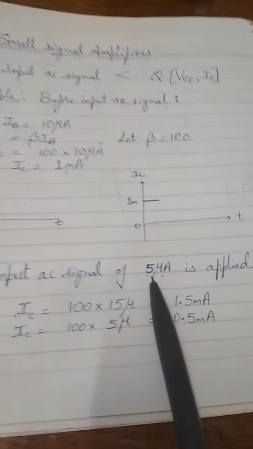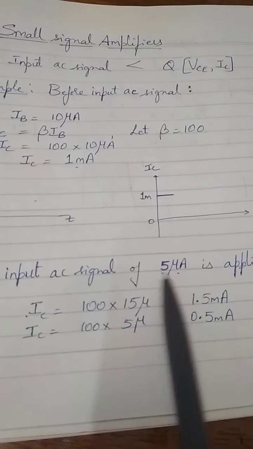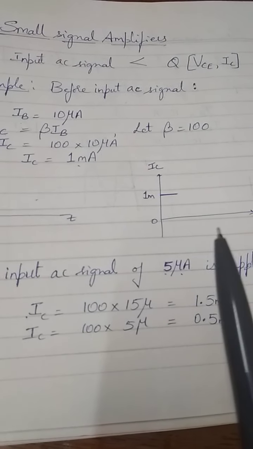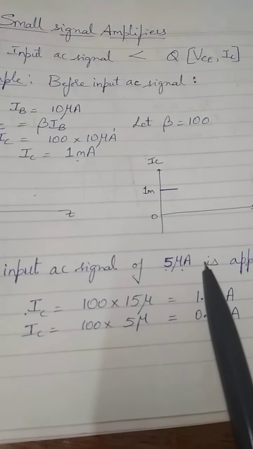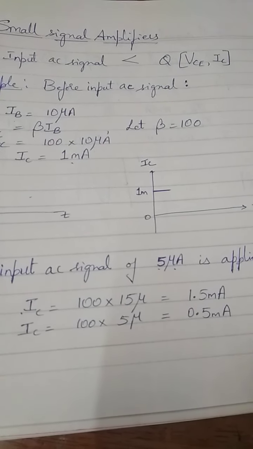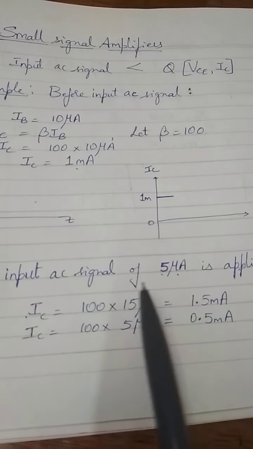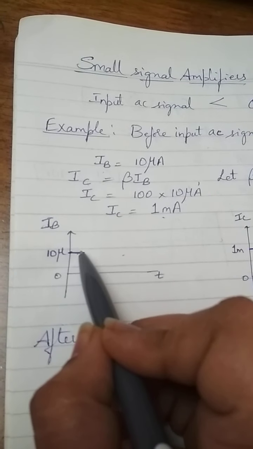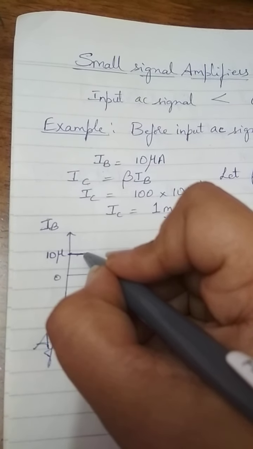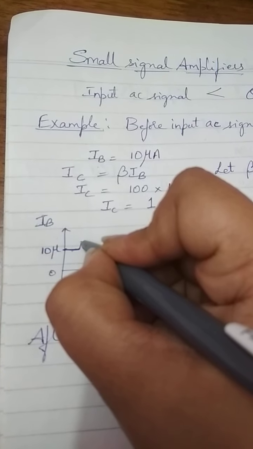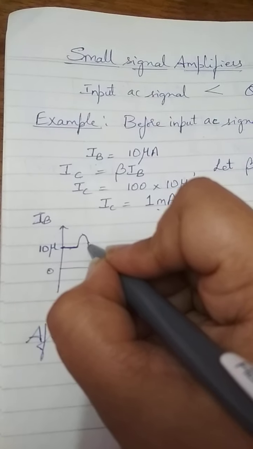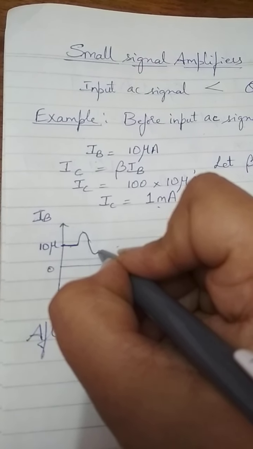So 5 microampere AC you are applying means, what is the meaning of an AC signal? Whatever the DC value, it will increase and reach plus 5 and then also come to 0 and then go to minus 5. That is how it will be going, plus 5, minus 5. That is the meaning of AC signal. So when we are applying this 5 micro, what is IB here? It is 10 micro. So when you apply the input AC signal, from here it will increase. 10 plus 5, it will go to 15 micro. This is 15. Again it will come back to 0, and 10 minus 5 it will go to 5.